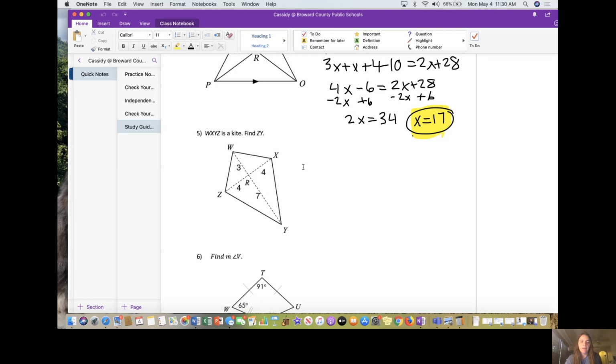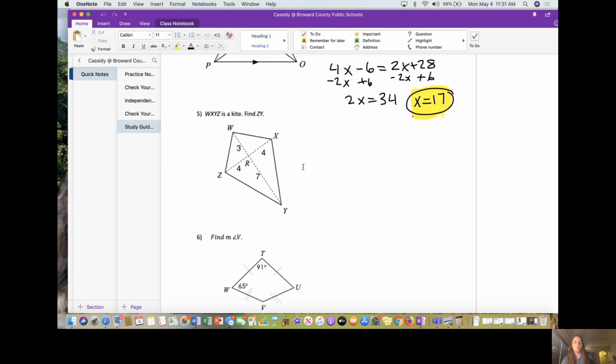Number 5. WXYZ is a kite. Find ZY. On this one, we have to remember that on kites, their diagonals are perpendicular, meaning that where the diagonals intersect, it's going to be a right angle. You can just draw in that right angle if you want to. Let's see what we're looking for though. We're looking for ZY. So I'm just going to put my right angle right there.